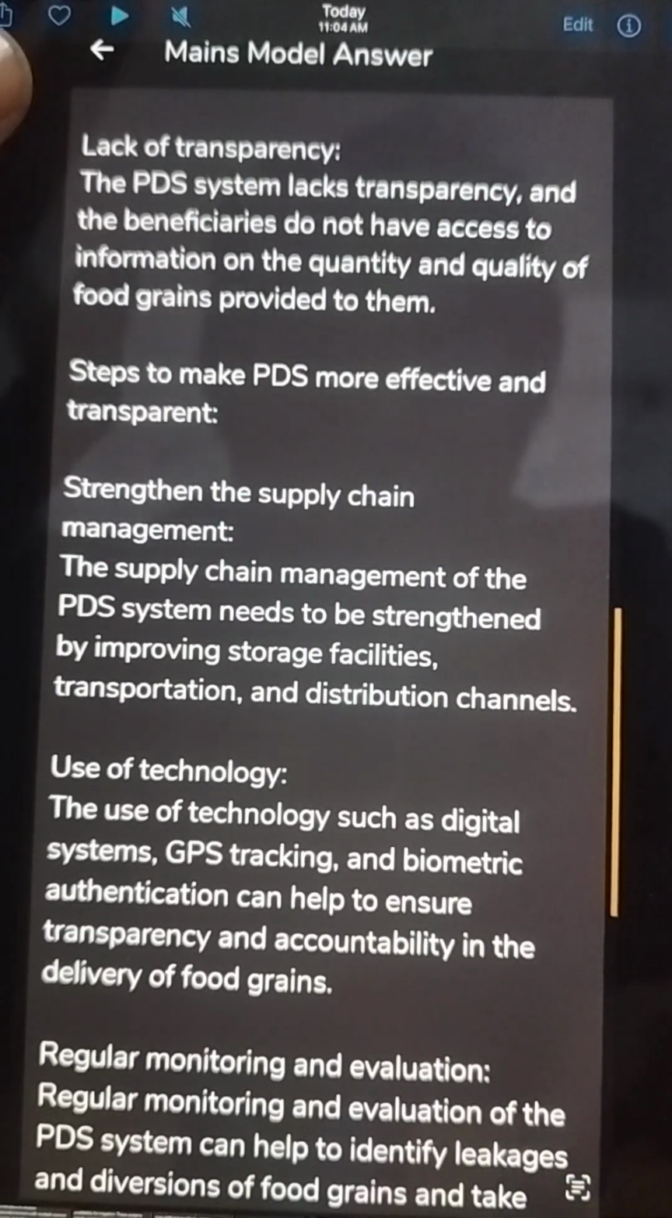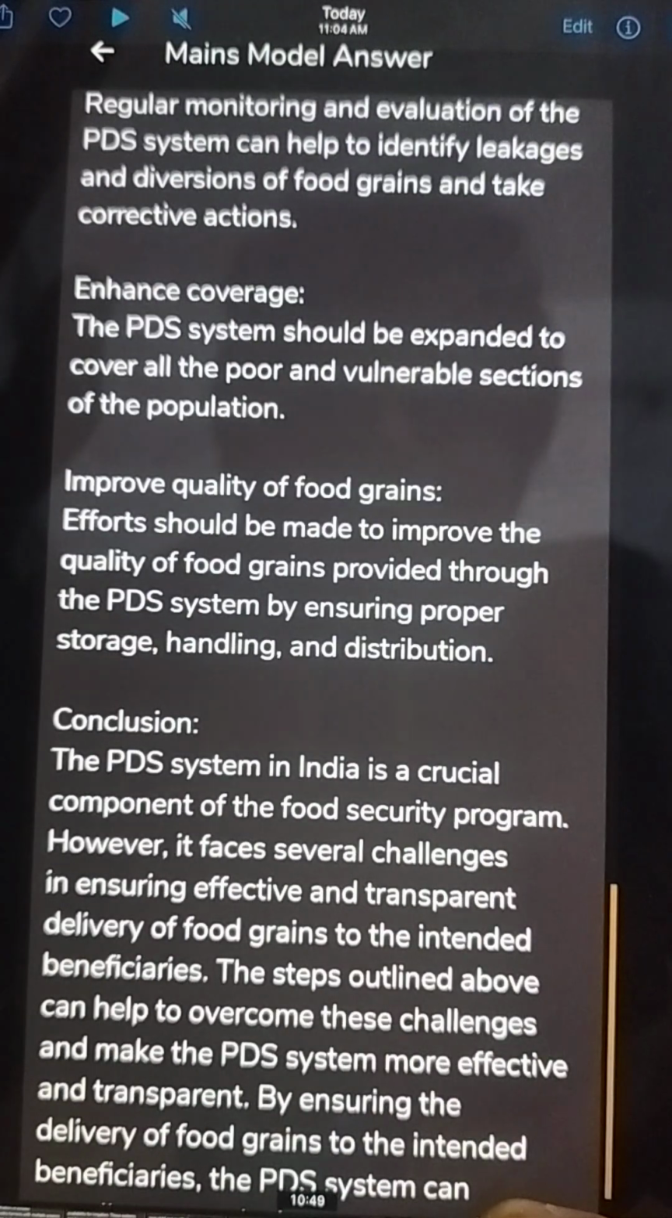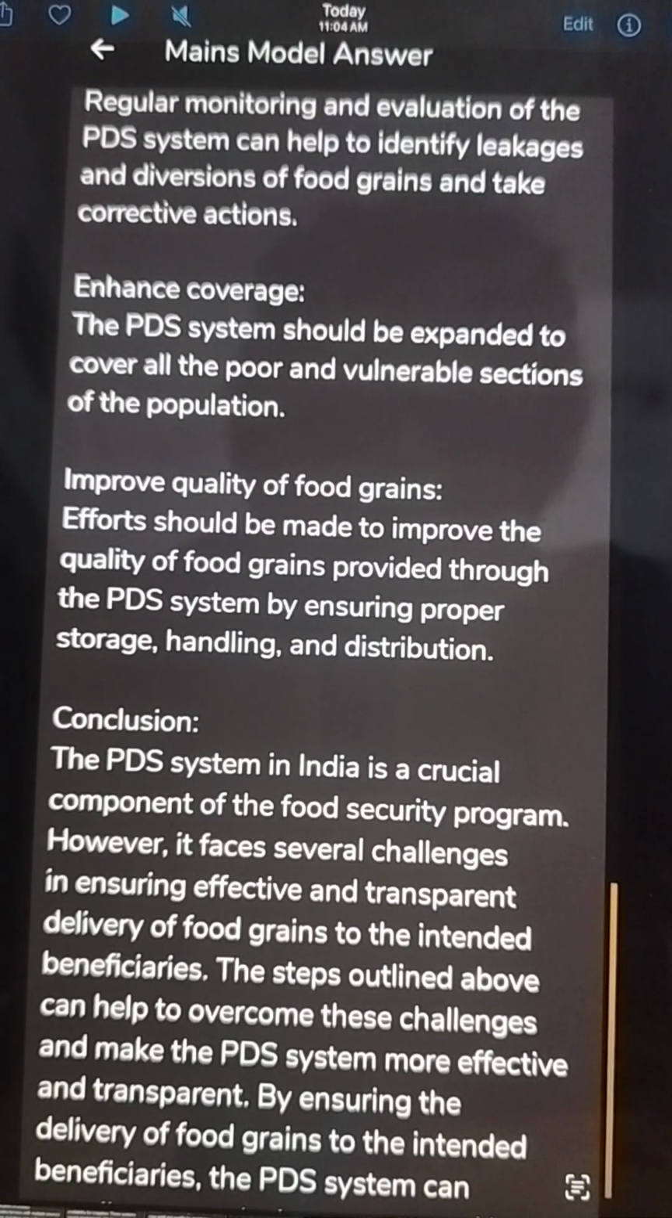Then regular monitoring and evaluation. Regular monitoring and evaluation of the PDS system can help to identify leakages and diversion of the food grains and take corrective actions. Then comes enhanced coverage. The PDS system should be expanded to cover all the poor and vulnerable sections of the population. Then comes improved quality of the food grains.